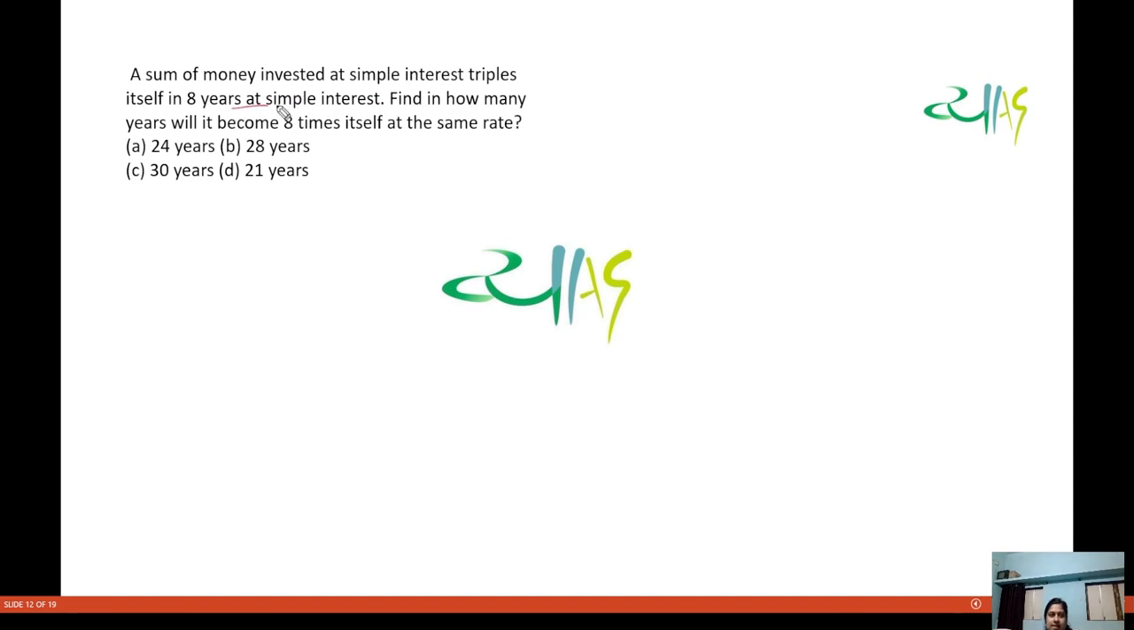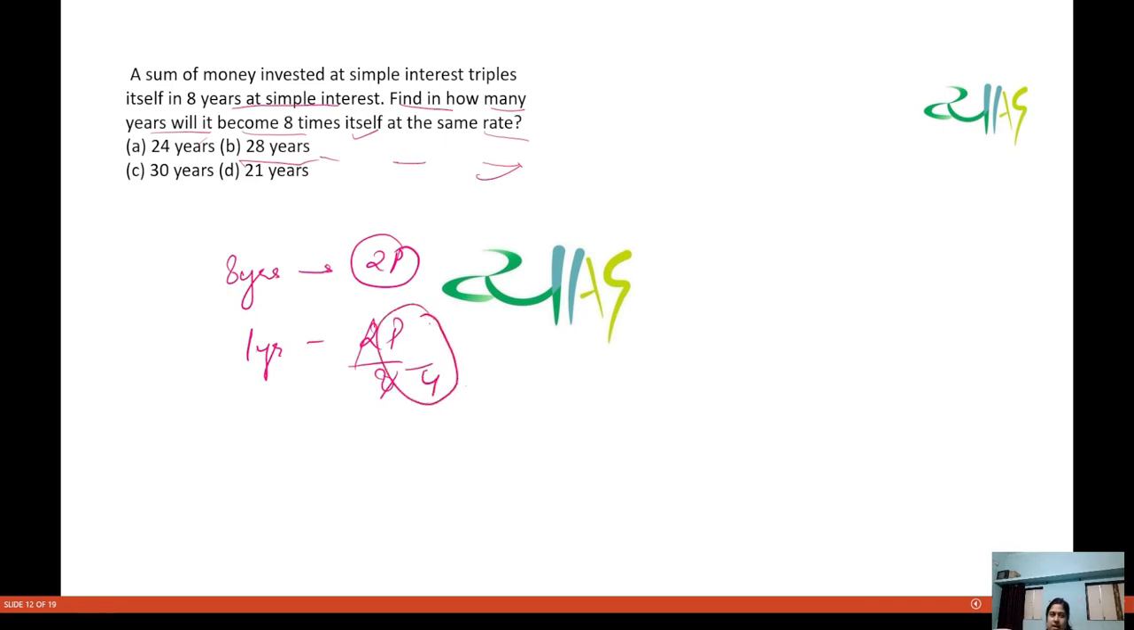Look at this question. A sum of money invested at simple interest triples itself in 8 years. Find in how many years it will become 8 times itself at the same rate. This is nothing but the same question. Because in 8 years it triples itself, meaning the interest is 2P. So the interest for 1 year is 2P by 8, which becomes P by 4. Now to become 8 times, the interest should be 7P. So P by 4 will become equal to 7P in how many years?